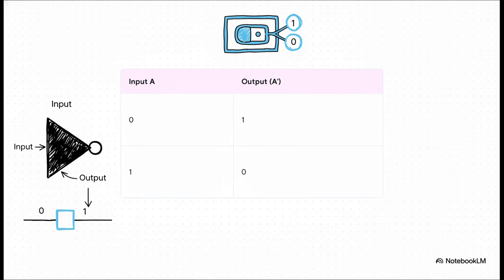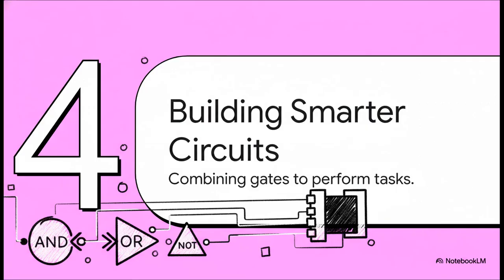Its job is, well, exactly what it sounds like. It takes one input and just flips it. So a 1 becomes a 0 and a 0 becomes a 1. Dead simple. So there you have it.